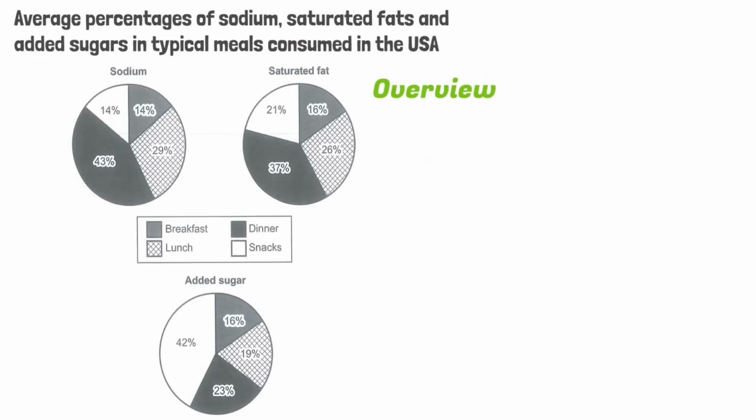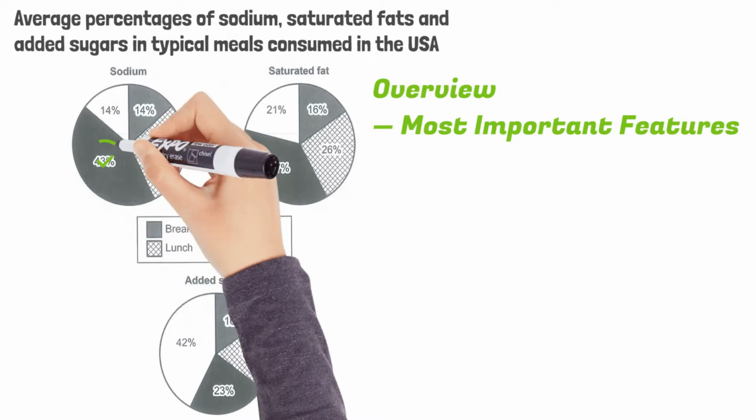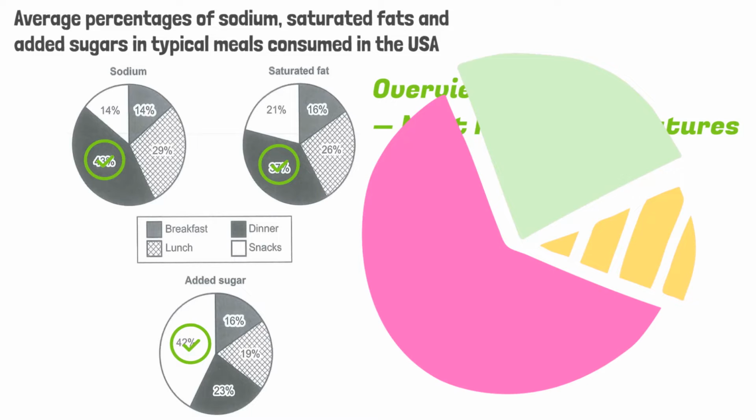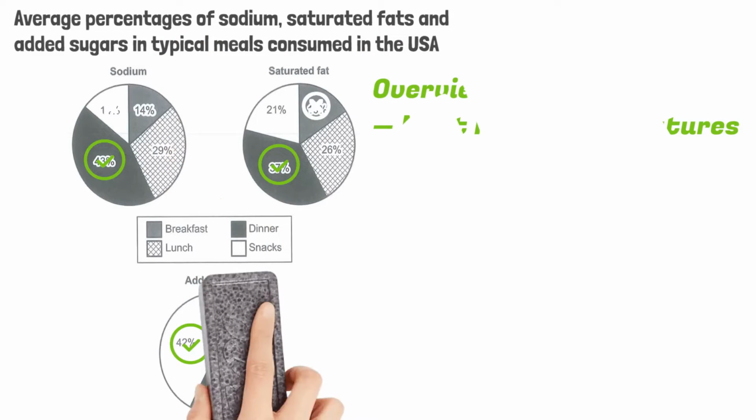Now, let's move on to the overview paragraph. In this paragraph, we report the most important features of the charts. And remember that for pie charts, bigger slices are always more important than smaller ones because bigger slices are much more noticeable. I mean, when you look at a pie chart, you will first notice bigger slices, not smaller ones, won't you? So in the overview, we report the biggest slices and we don't need to mention the smallest slices.